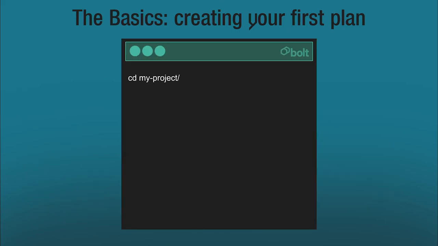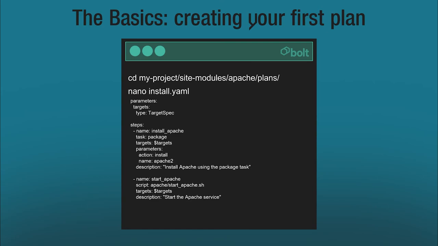Now you can add the script to the plan by adding content to the install.yaml file, so the file ends up looking like this. You can test this by running the plan again, and after you have run this, you can go to your localhost or 127.0.0.1 on port 3000 to check the Apache default page on target 1.